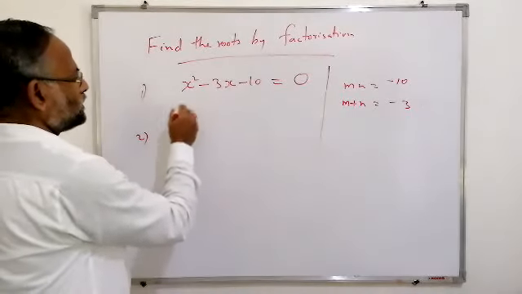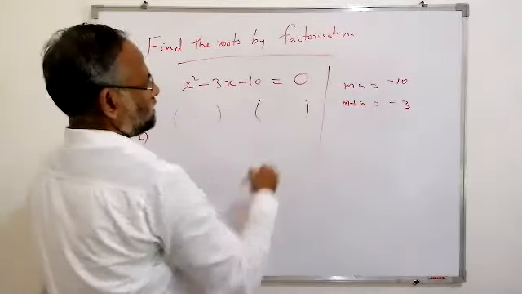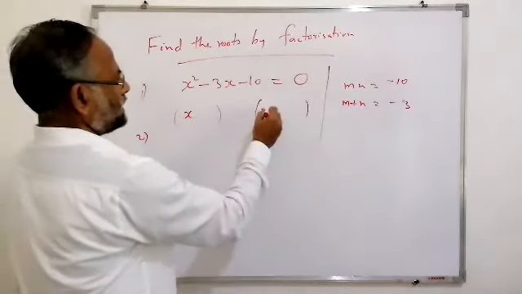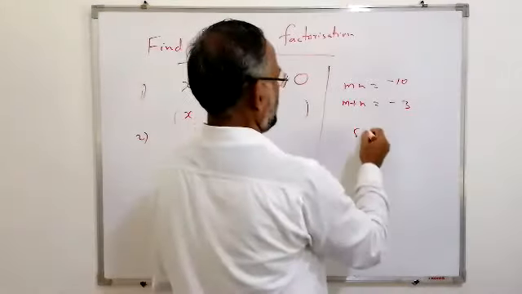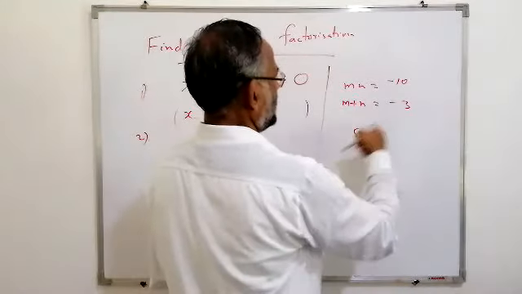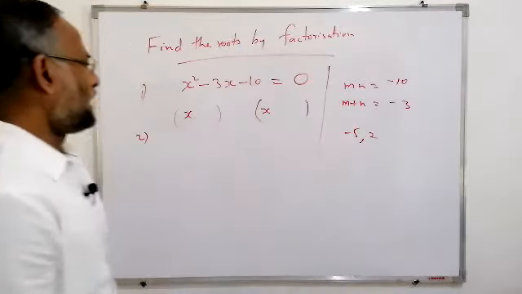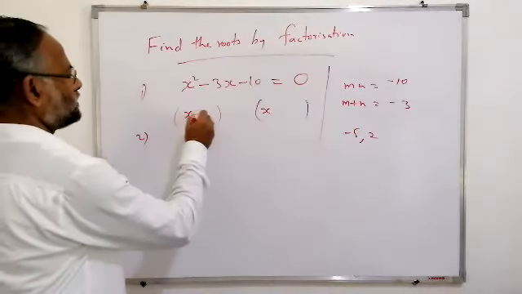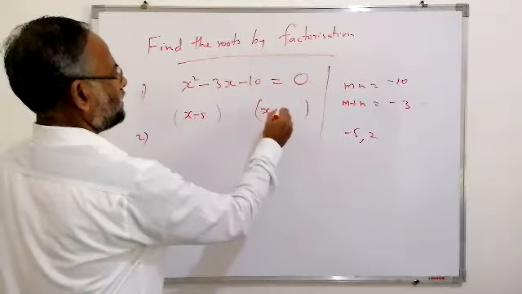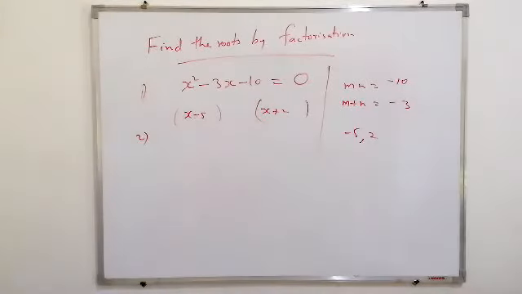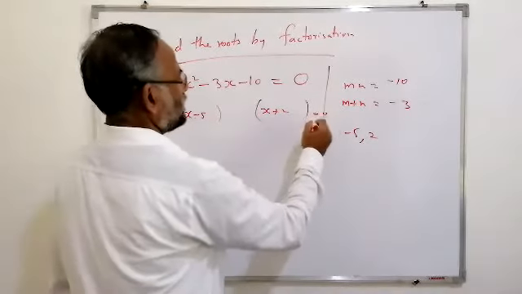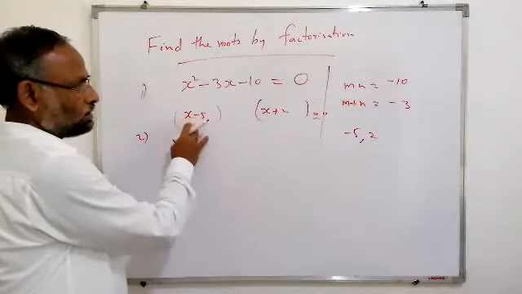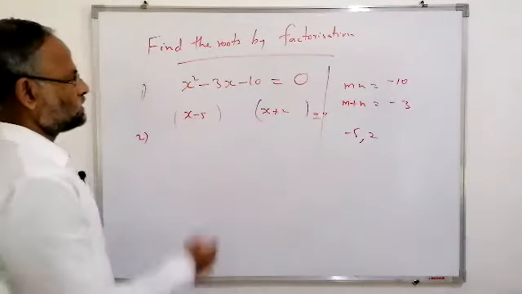What I told you? Put the bracket here. Write here x. In this bracket, you can put minus 10 as 5 and 2. The big number is minus: minus 5 and plus 2. Yes, exactly, x plus a into x plus b. But the work is not over. This is equal to 0. x minus 5 into x plus 2 is equal to 0.